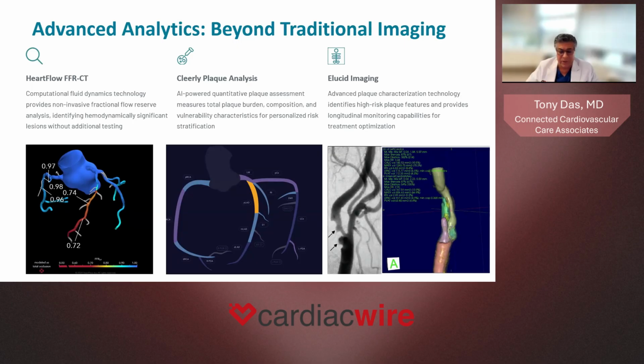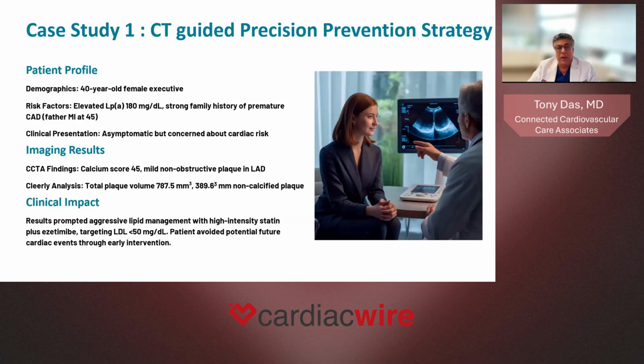So let me go through 5 or 6 examples here over the next 10 minutes and give you an idea of how we use this. Case 1 is a typical patient that we see, 40 years old, executive, has a high Lp(a). So this patient has a family history of premature coronary disease, asymptomatic but very concerned about cardiac risk factors.